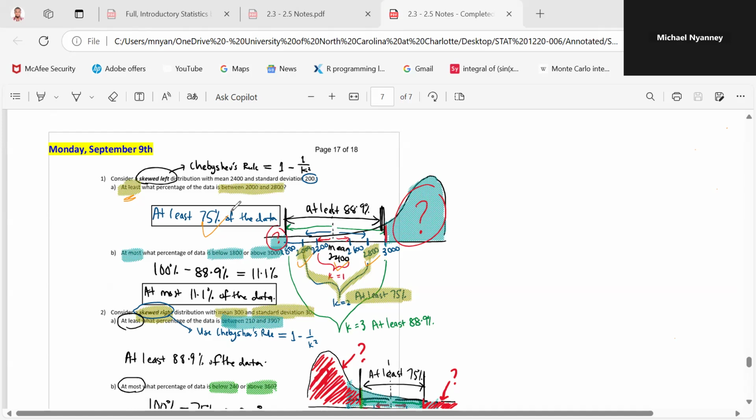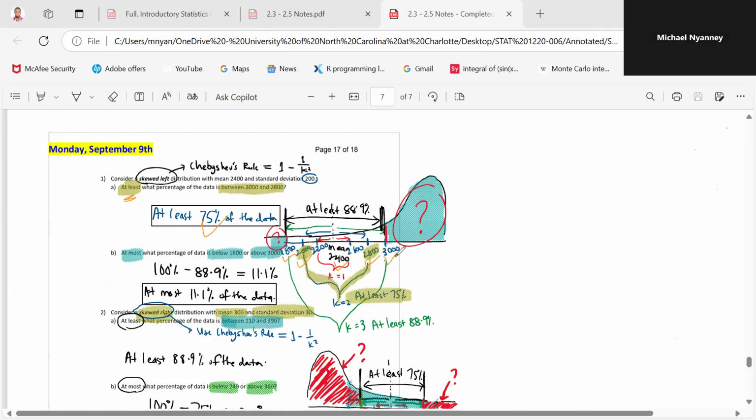The opposite of it. So realize that since we double the interval, we get to 2800. Then we have to triple the interval. We have to triple the standard deviation. If you triple 200 and subtract from 2400, you get to what? You get to this and you get to that.